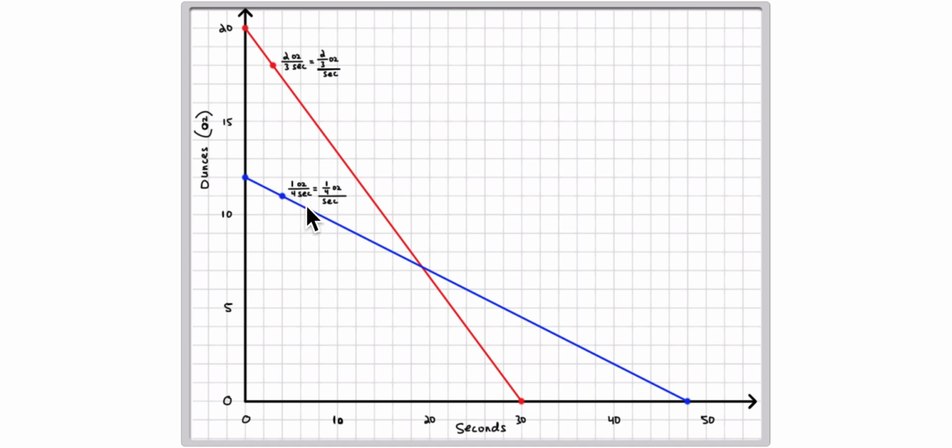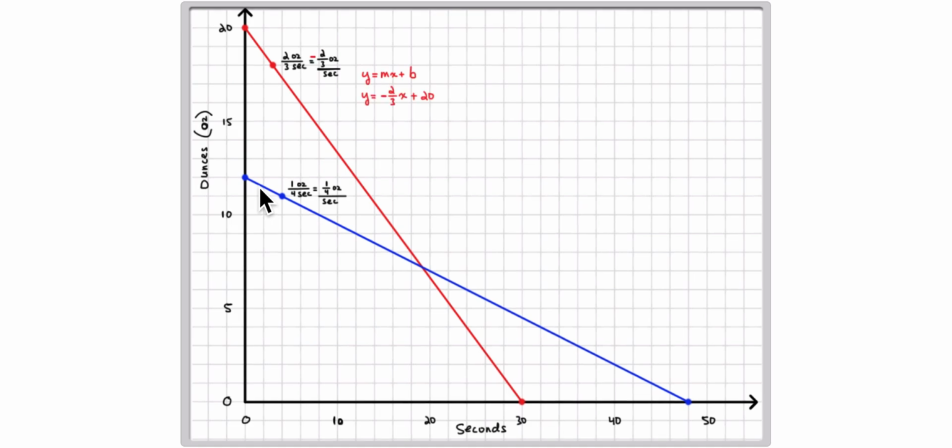So again, the same idea, 1 ounce in 4 seconds. So this is 1 ounce, and this is 4 seconds. This is 2 seconds. This is 4 seconds. So 1 ounce in 4 seconds is the same as 1/4 of an ounce per 1 second. So if I go to 1 second, which is right here, and again, we're going to look at this closer in a moment, you'll see that that's 1/4 of an ounce right there.